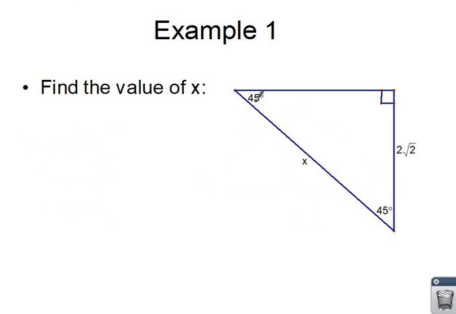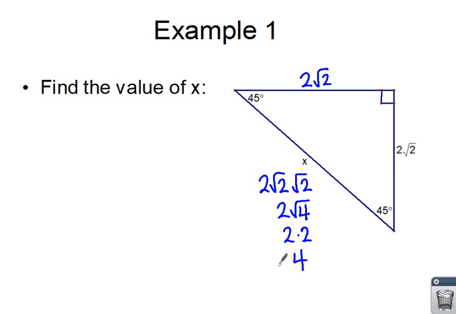Alright, same with this one. We've got 45, 45, 90. If this side's 2 root 2, then this side's 2 root 2. And then the hypotenuse is the side times root 2. So then we have to do a little math here. That'd be 2 root 4, so that's 2 times 2, which is 4. So x is 4.